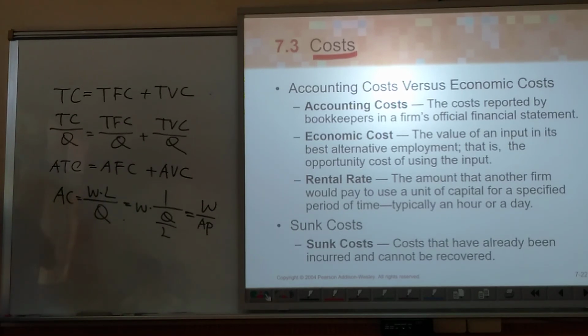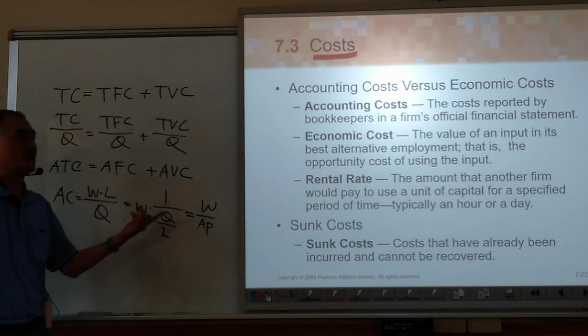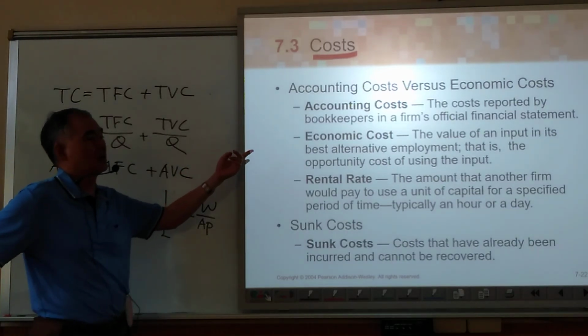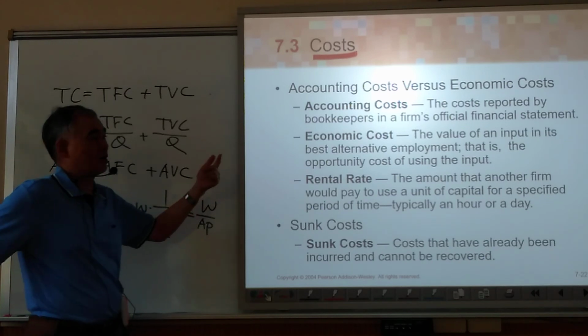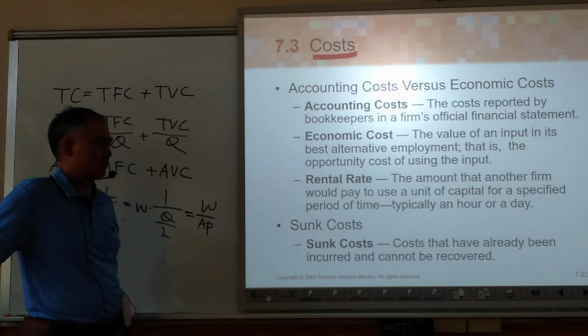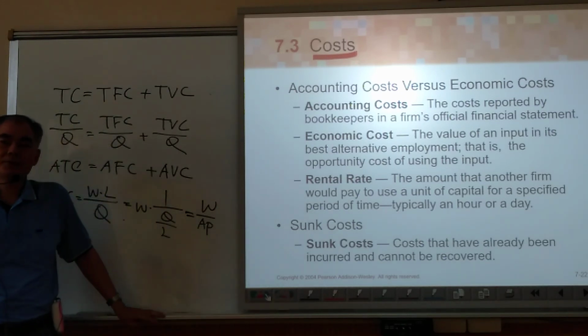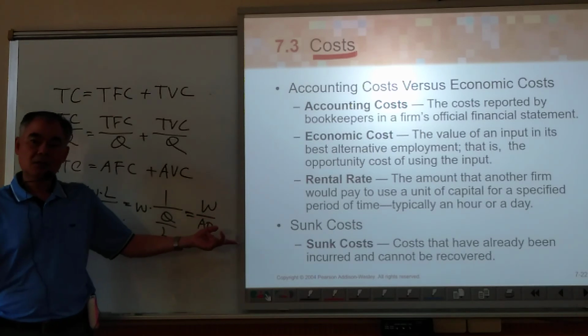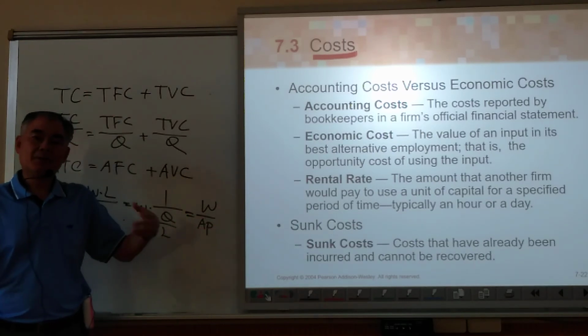So here, the book also talks a little bit about some basic concepts, accounting costs, economic costs. Actually, in our class, we only focus on economic cost. And rental rate, forget about it. And sunk cost is that. For example, suppose you spend money to acquire a machine, and later on, because of changes in conditions or any other environment, you cannot use it. That is what we call sunk cost. Okay? What we care about is opportunity cost.